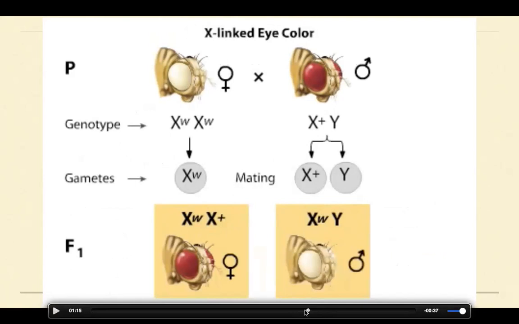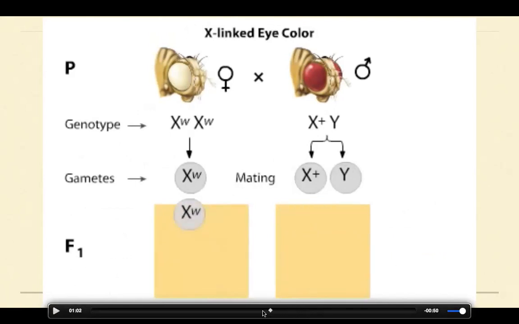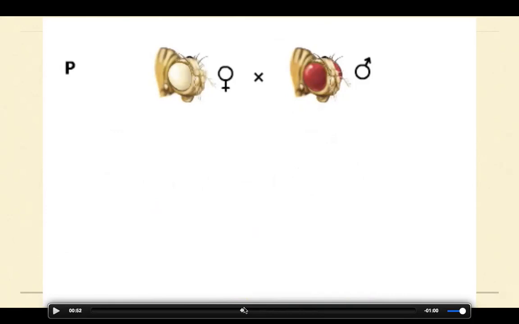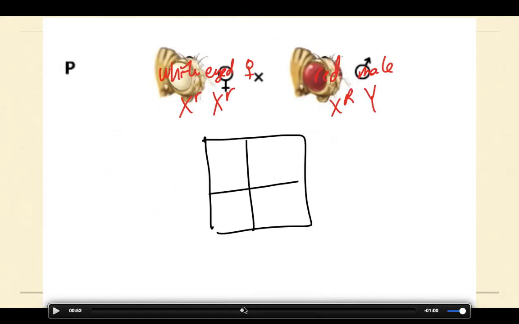So to make this easier, because he's using all kinds of different variables now, let's just stick with this. If the white-eyed female is X little r, and you've got a red-eyed male, that's going to be X big R, Y. What happens when you cross those? So you've got X little r, X little r, X big R, Y. So what are you going to see?